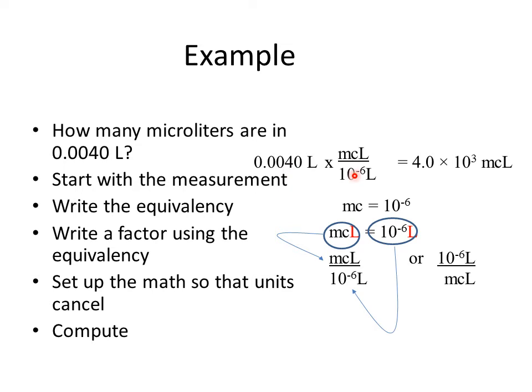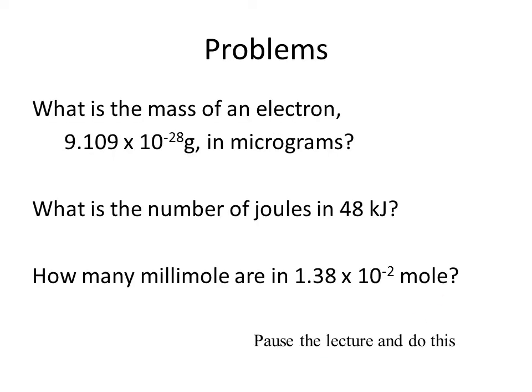Okay, so let's go ahead and look at the math here. 0.004 divided by 10 to the minus 6. That's going to give you 4 times 10 to the minus 3. Check on your calculator to see if you get that. If you don't, just bring your calculator to class. You need to bring it to class anyhow. Here are some problems for you to do. What I want you to do now is to pause.